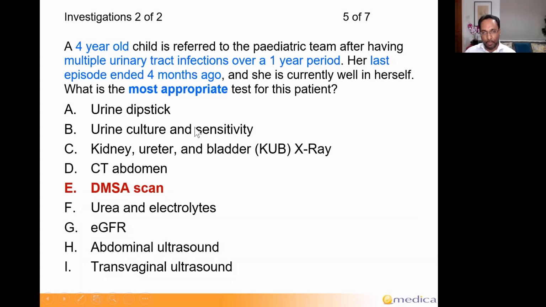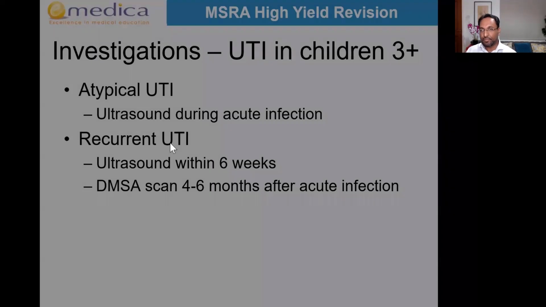A couple of things that are really important here. Age of the child, that they've had multiple UTIs, and that the last episode ended 4 months ago. So what does most appropriate mean? That keyword means most appropriate for this patient who's 4 years, had multiple UTIs, the last one 4 months ago, in this situation, okay? So DMSA stands for dimercaptosuccinic acid, okay?